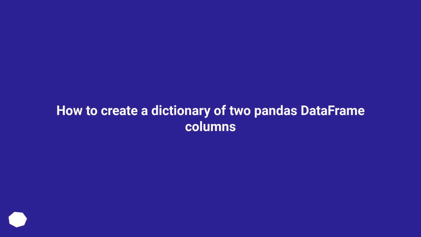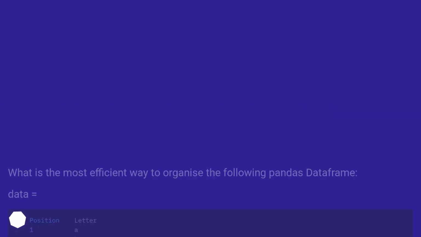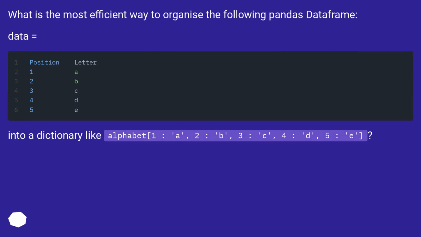How to create a dictionary of two pandas DataFrame columns. What is the most efficient way to organize the following pandas DataFrame? Data equals... into a dictionary like alphabet: 1 column A, 2 column B, 3 column C, 4 column D, 5 column E.